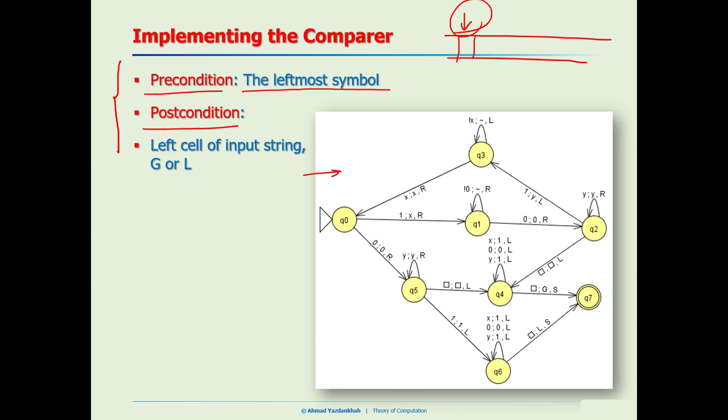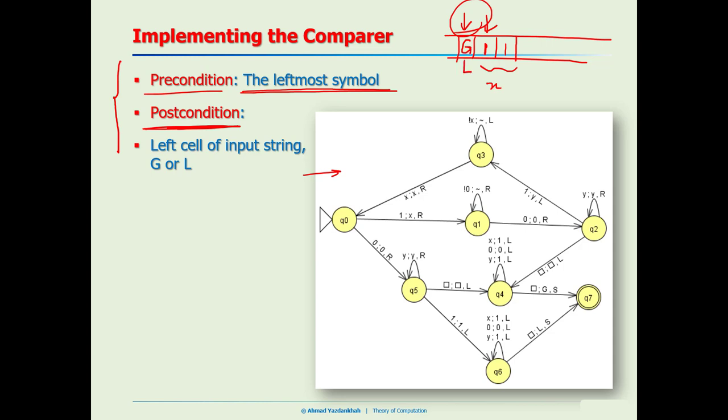So the precondition of this block is the leftmost symbol. You know, let me first test our implementation in the transducer mode. When we are leaving the block, you see the multiple postcondition, and based on our design, we start with G or L based on the one.